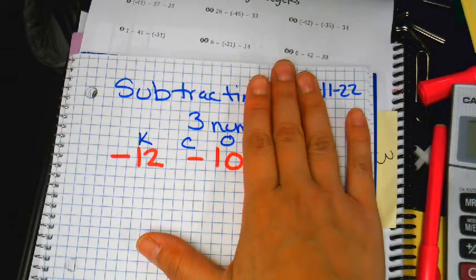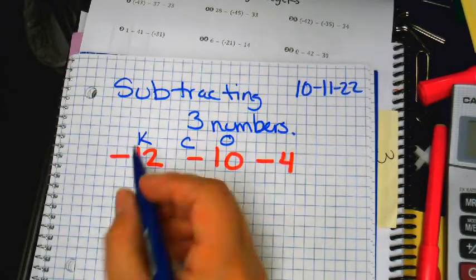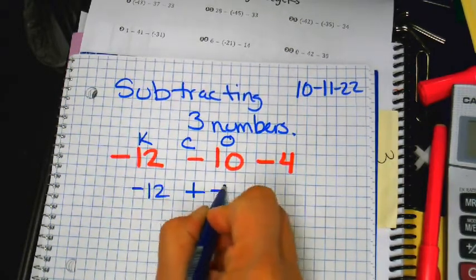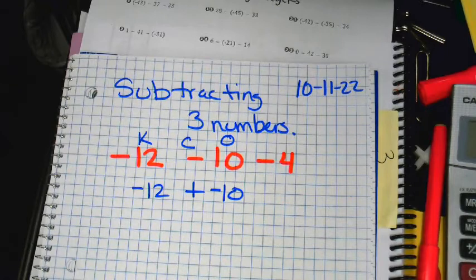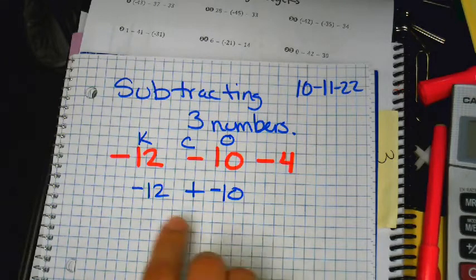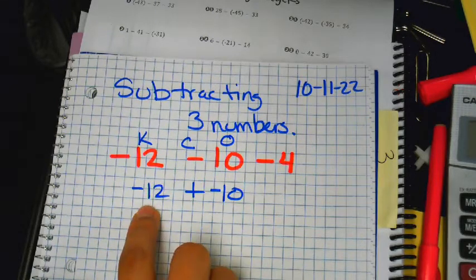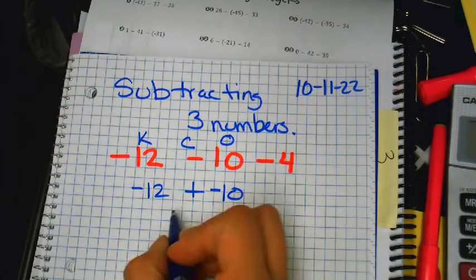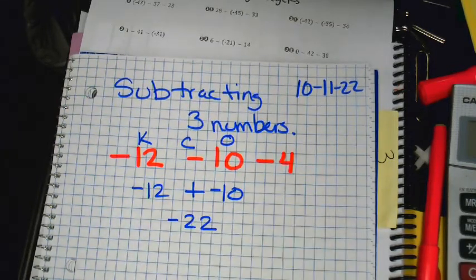So how do I rewrite the first set of numbers? Negative 12 plus negative 10. Richard, what are you doing? Okay, what is negative 12? Write this down. You're part of this class, so we're writing this down. Negative 12 plus negative 10 is negative 22. Okay, then just add the negative 4.